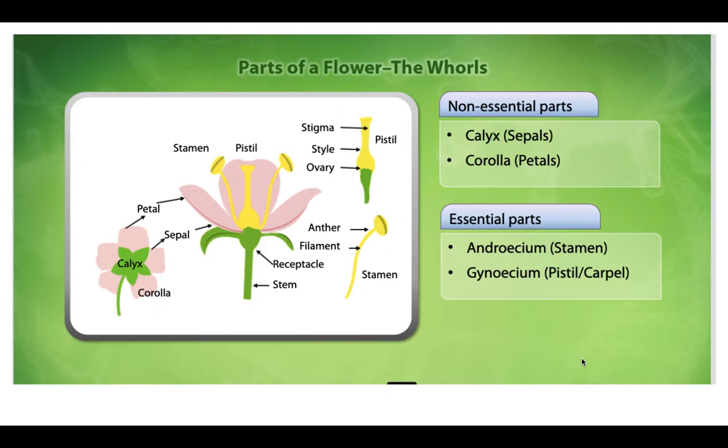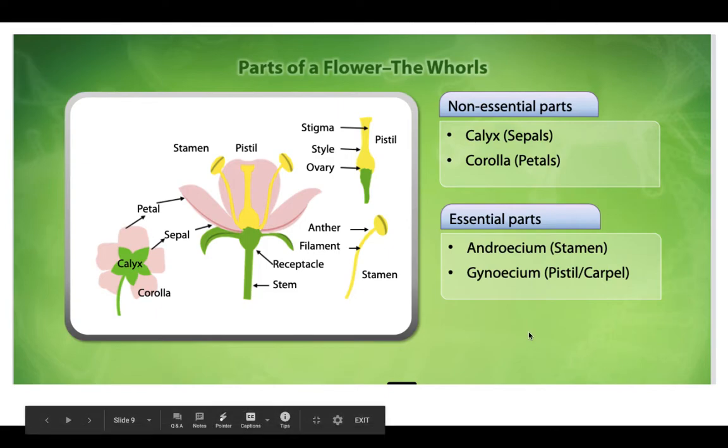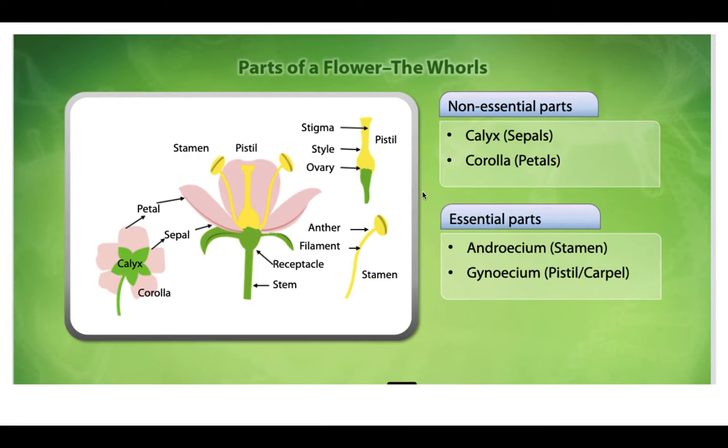Now come to this presentation. In this slide you can see the different parts of the flower in the form of different whorls. When we talk about non-essential parts, the calyx or group of sepals and the corolla or group of petals are the non-essential parts, which are not directly involved in fruit formation or seed formation.